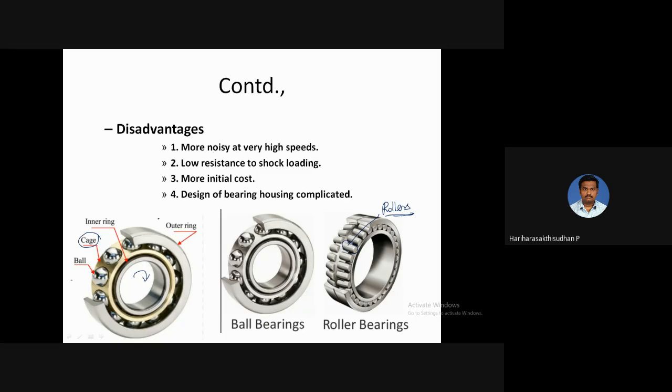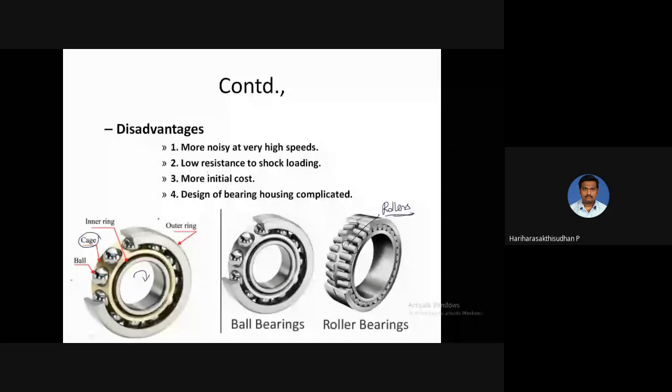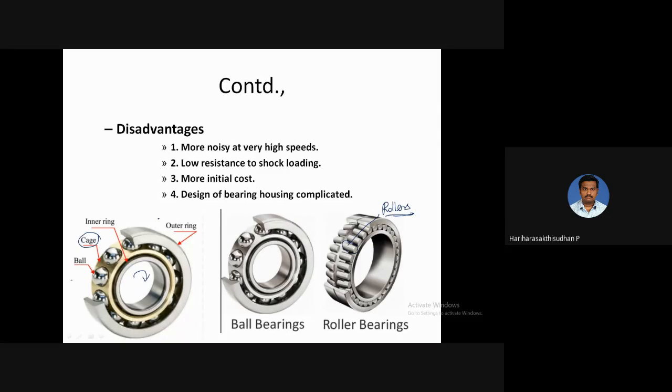The first one is it's noisy at very high speed. When you put it at very high speed, it will be noisy because of the rolling elements, and there is low resistance to shock loading in some cases. And you need some more initial cost, but for small applications it is not so. For a rolling ball bearing for a 20 mm diameter shaft, it will cost around 100 or 200 rupees based on the capacity you require. But for big sizes it will require more initial cost. And the design of the bearing housing is complicated.